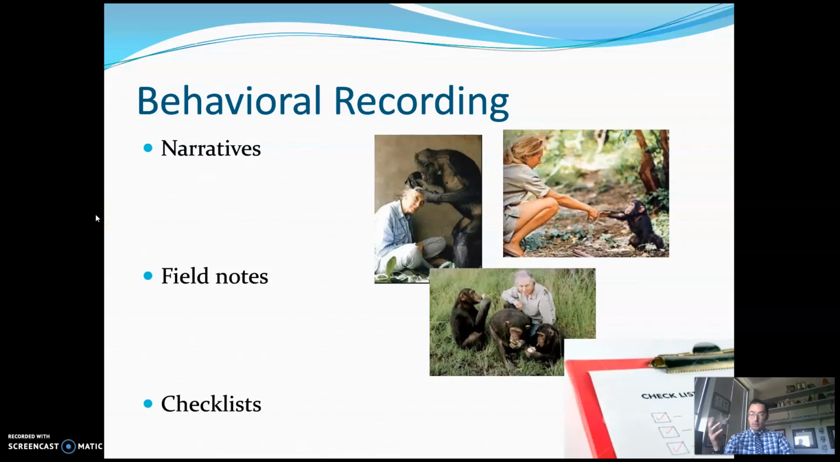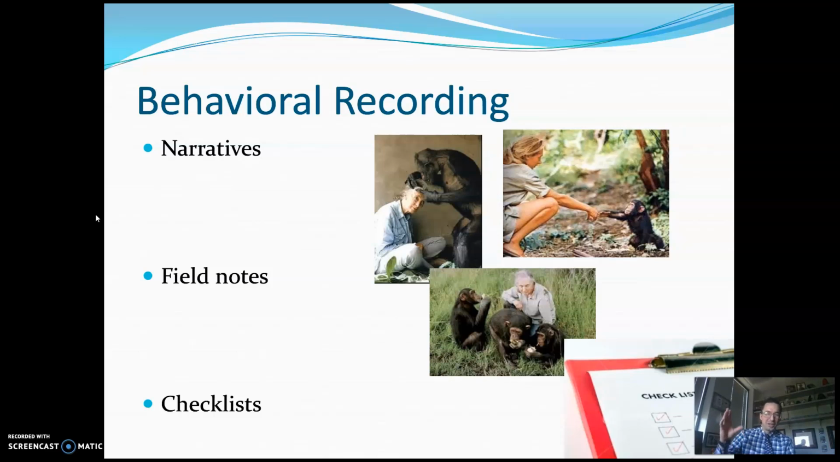So when it comes to behavioral recording, we have a few different strategies we could utilize. First of all, we could use narratives, for example. So if in high school you read Gorillas in the Mist, right? That's a kind of narrative behavioral recording. Does it have information about gorillas that is important and factual? Yes. Does it also tell a story? Yes. Right? So a lot of behavioral recording might look like that, where there's both a subjective narrative as well as factual information going on.